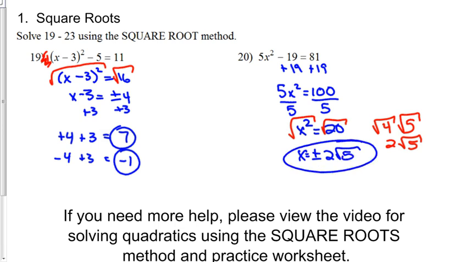All right, again, if you need any additional work with square roots, go to the Square Roots Extra Practice movie and worksheet. That'll give you 10 problems that you can practice on.